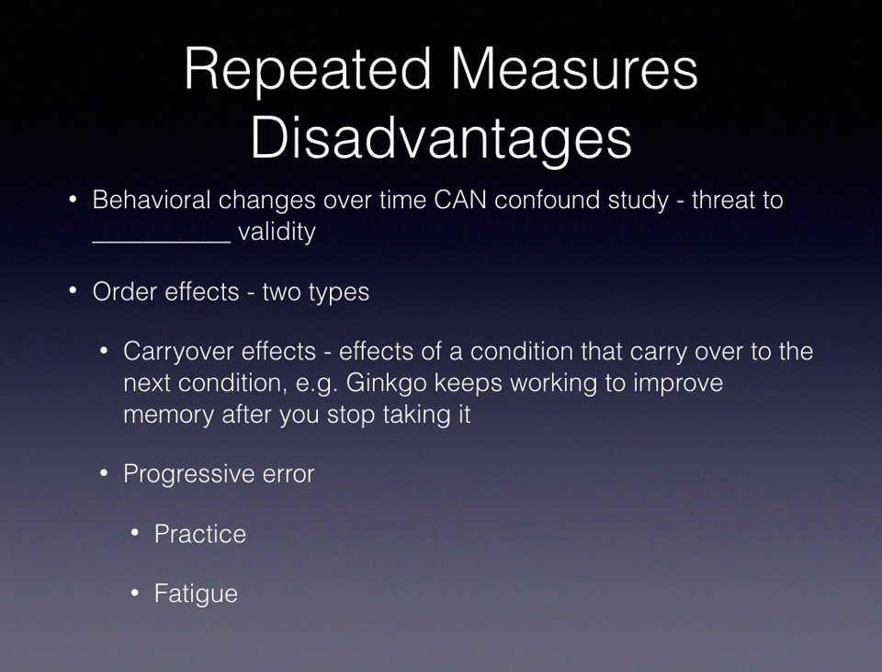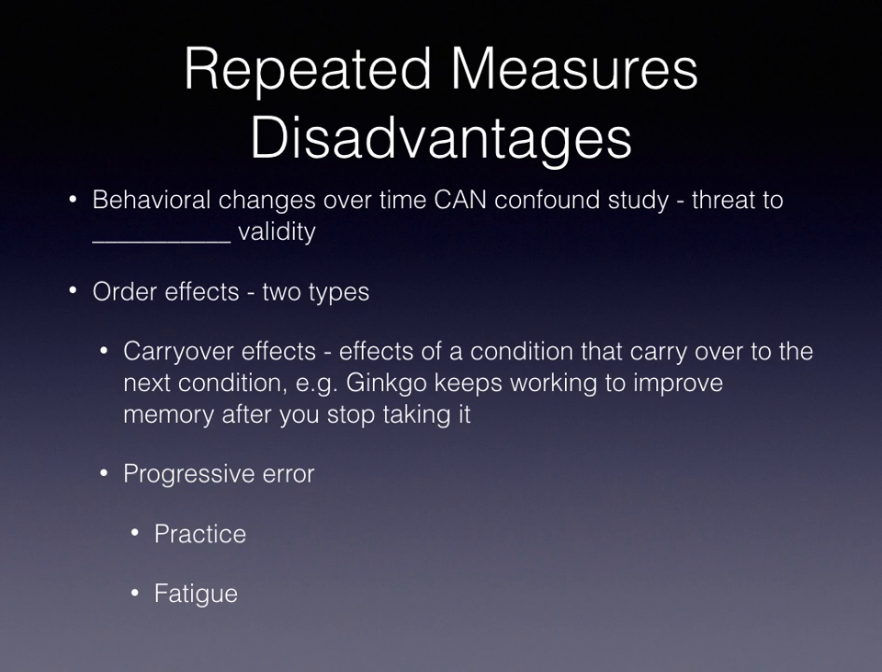You also might have people not do as well the second time just because they're tired. They're tired of participating in the study and they stop trying and they don't do as well. So if we do ginkgo first and we find that they do better than when they then take a placebo, they might just not want to be in your study anymore and they stop trying. We call that fatigue, and it's the other type of progressive error along with practice. Those progressive errors, in addition to carryover effects, we together just call generally order effects.